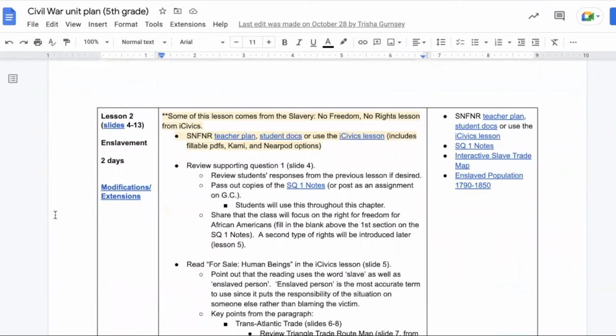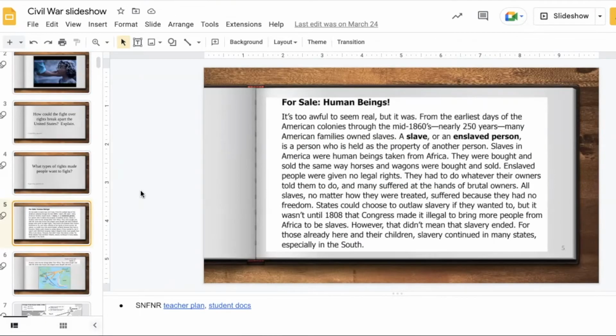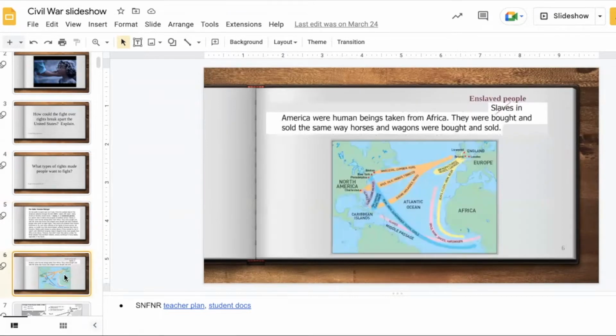Lesson 2, we are using some aspects of an iCivics lesson called Slavery, No Freedom, No Rights. Now, the correct terminology is enslavement, not slavery, so you'll want to point that out to students. We'll also want to use the word enslaved person rather than slave, and enslaver rather than slave owner. Students would read this information called For Sale, Human Beings to find out a bit about enslavement and what happened to enslaved people. The transatlantic trade is mentioned, and here is an image that you can look at to see the items and enslaved people that were brought between the different areas. This is also known as the triangular trade.